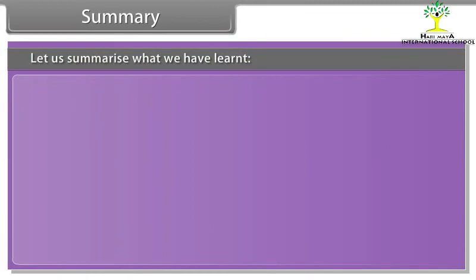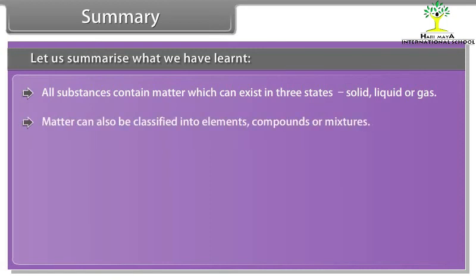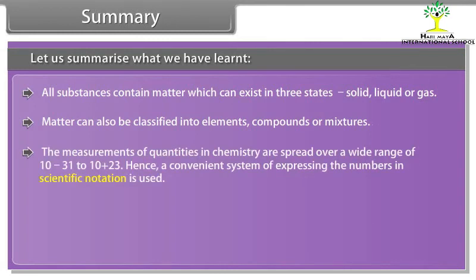Summary. Let us summarize what we have learned. All substances contain matter which can exist in 3 states: solid, liquid, or gas. Matter can also be classified into elements, compounds, or mixtures. The measurements of quantities in chemistry are spread over a wide range of 10 raised to the power minus 31 to 10 raised to the power plus 23.